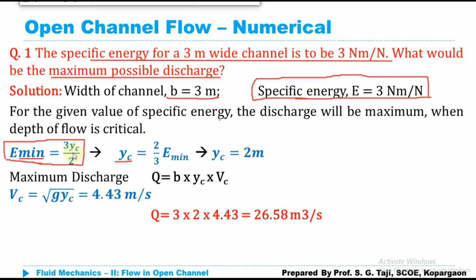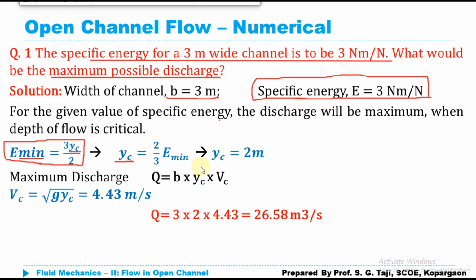We might have used some different notation for this Y. Sometimes I have used this H to represent depth of flow, sometimes I have used this Y, but keep in mind that H and Y and D all are the same. Those are going to represent the depth of flow, and if I am writing this YC or HC, all those are going to represent the critical depth. So don't be confused with that.